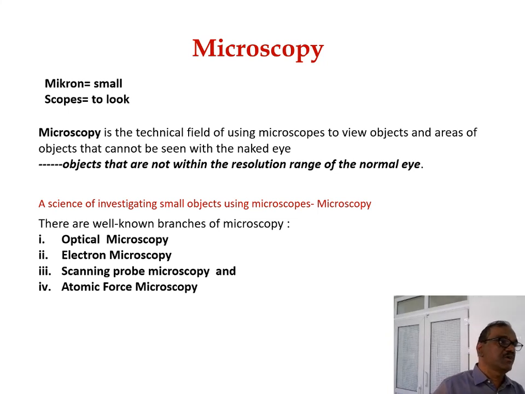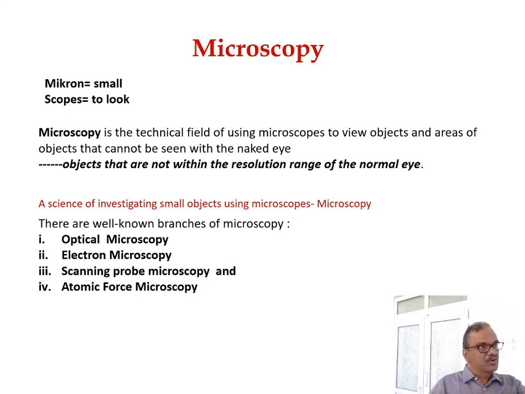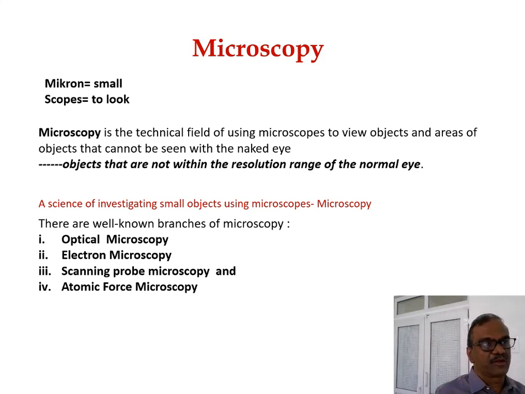Then the last and most advanced is atomic force microscopy. Here we are seeing at the molecule level, at the atom level, how the electrons, protons and neutrons are constituted in that specimen. That can be analyzed with the help of atomic force microscopy. We will see them one by one in this class.